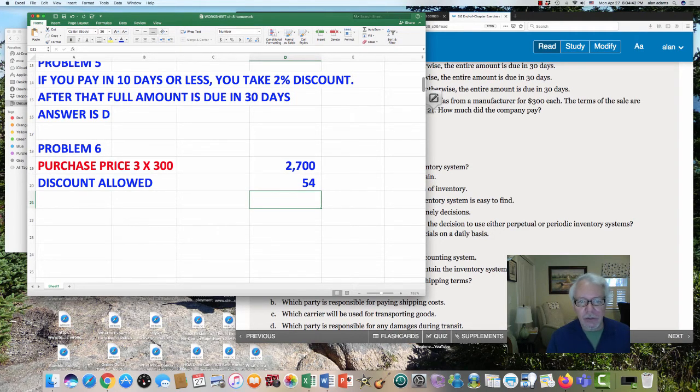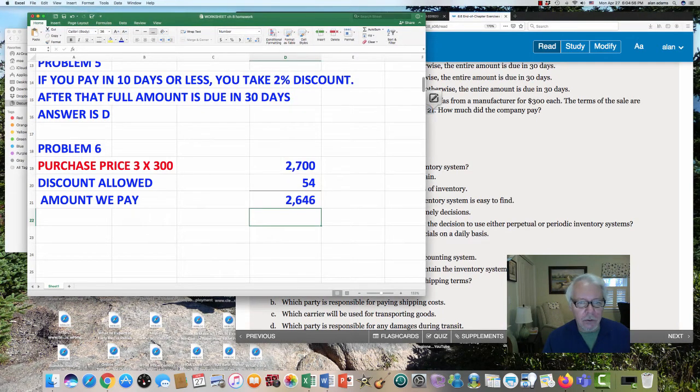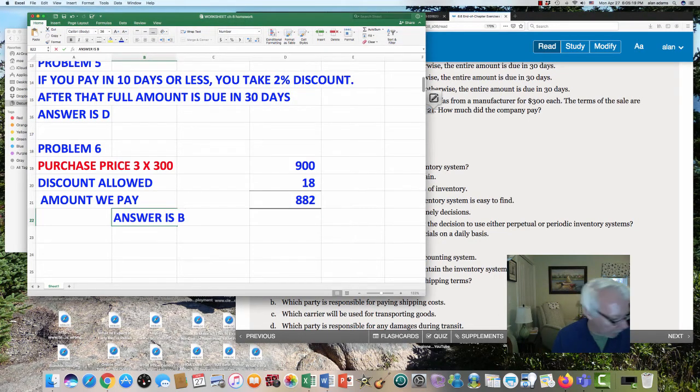And if that's the case, that means the amount we pay will equal the difference between the two. It's going to equal $2,700 minus $54, or $2,646. What did I do? I wrote down 3 times 300 is $2,700. I made a mistake. Let me fix that. 3 times 300. I put down 3 times 900. That's my mistake. Getting sloppy in my old age. Okay, there we are. Our answer is $882. The correct answer, therefore, is B. My apologies for that fumble of the football right there.